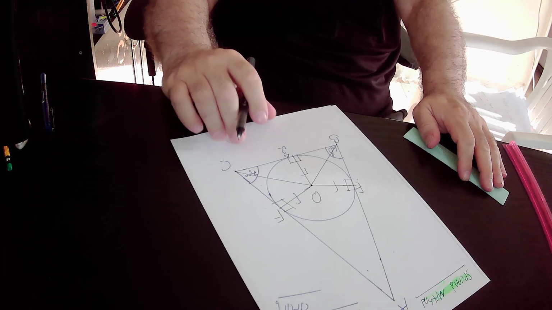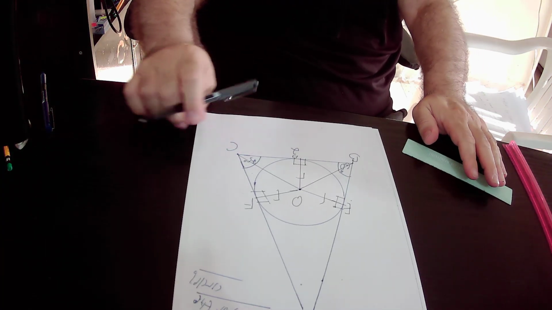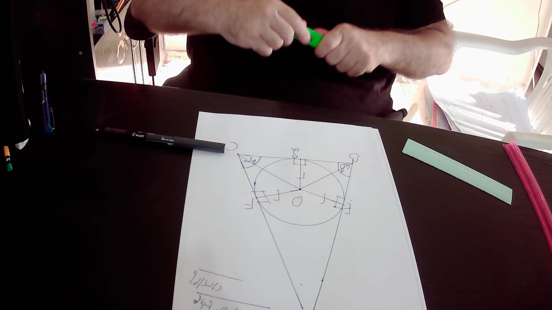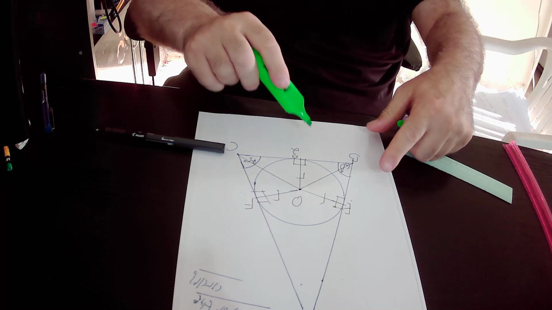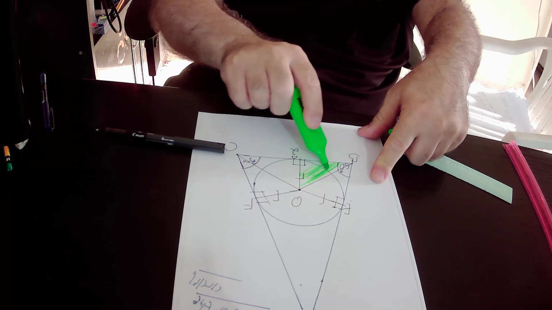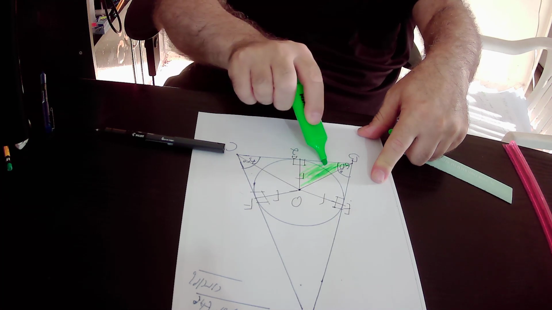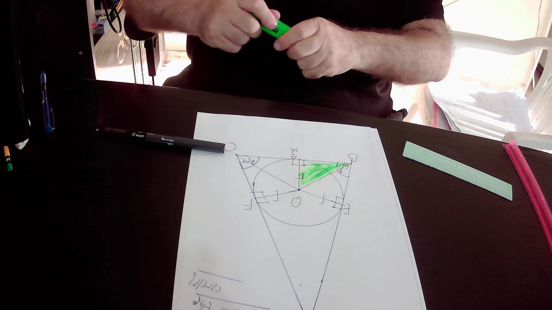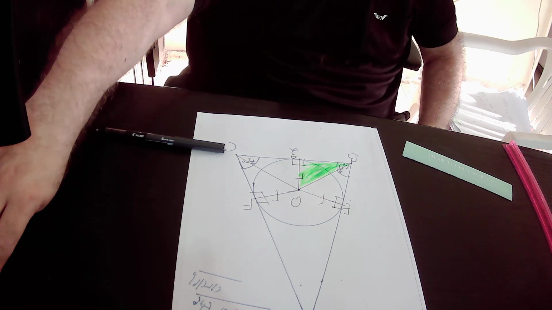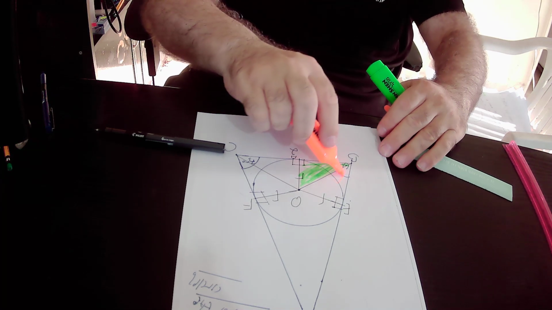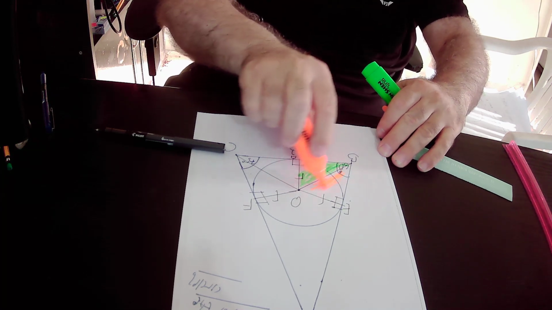So here we will prove that the green triangle POF is congruent to the orange triangle BEO. But before that, I will present to you rule number 2 also.